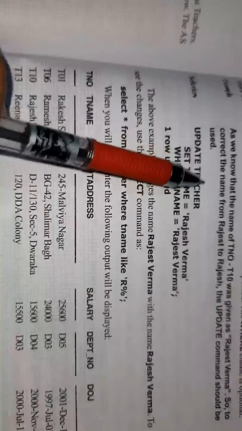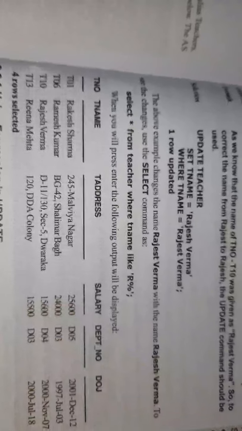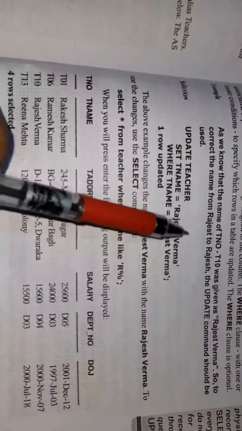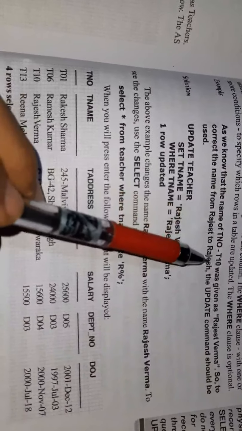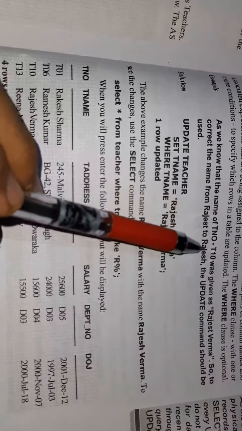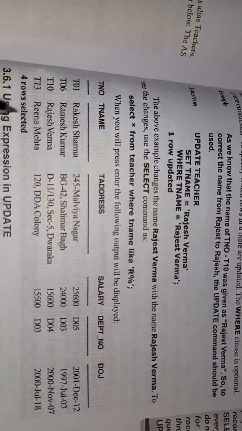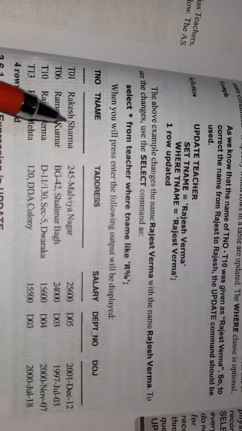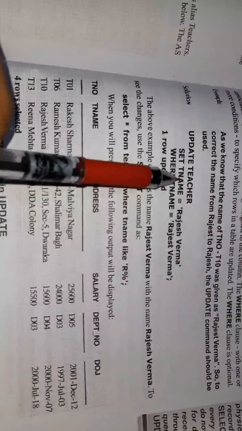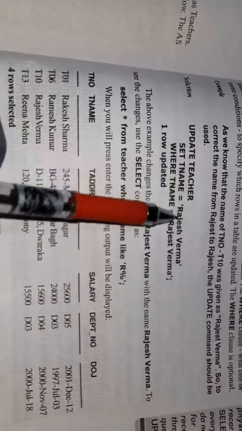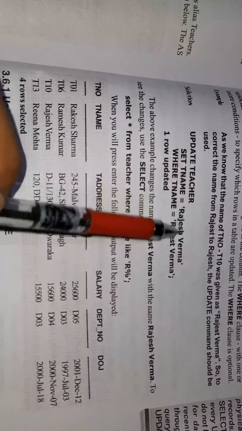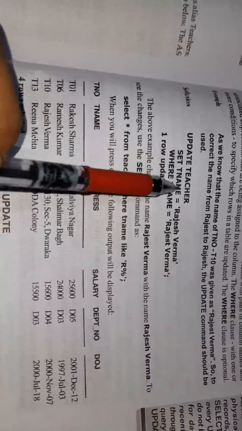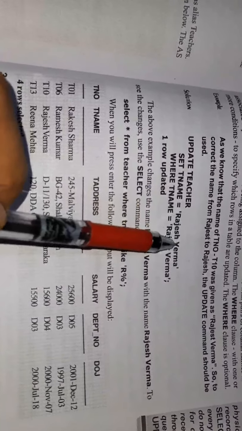So update teacher, from which table? This is the teachers table, right? Set, okay, where, what do you want to change? You want to change Rajesh to Rajesh, right? So where is this name present? It is present in the t name column, right? And then the value that is associated with here, so that's why it is mentioned here, t name, okay, equals to Rajesh Verma. So this is the new value that you're going to insert using this set keyword, okay. Set column name equals to the value.